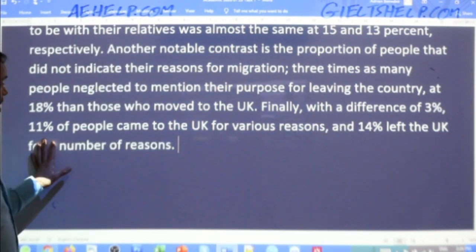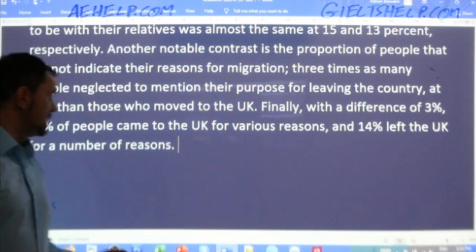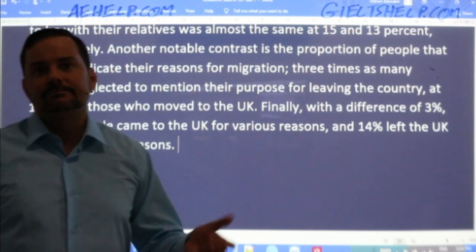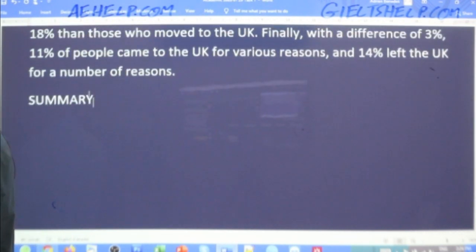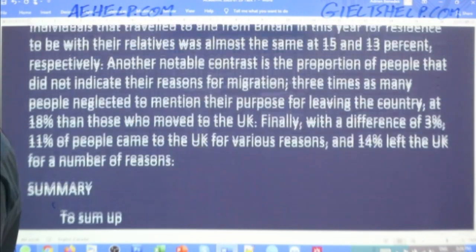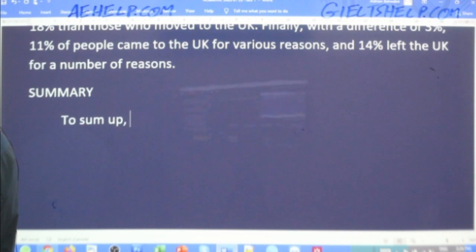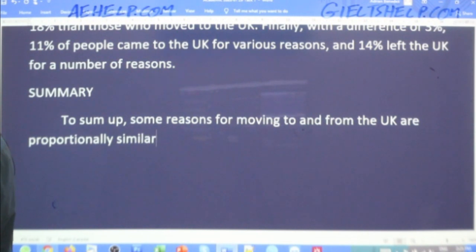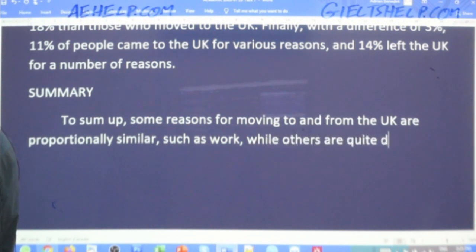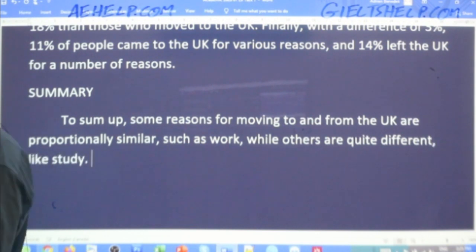Finally, with a difference of 3%, 11% of people came to the UK for various reasons, and 14% left the UK for a number of reasons. It's not completely necessary, especially because we have no idea what those reasons are. Instead, what I would do is spend a minute to write a summary. Okay? So to sum up, some reasons for moving to and from the UK are proportionally similar, such as work, while others are quite different, like study. Okay, that would be my summary.